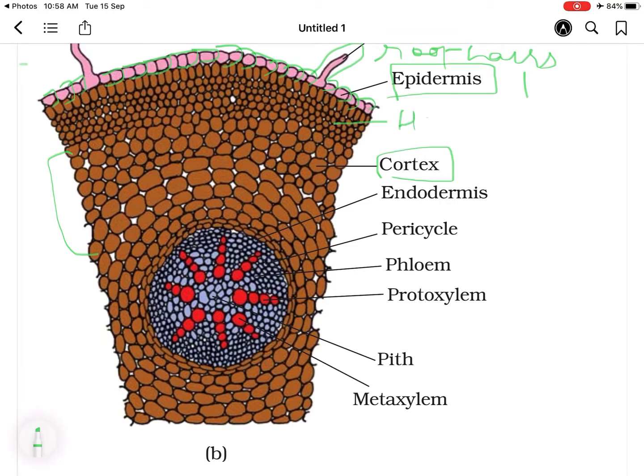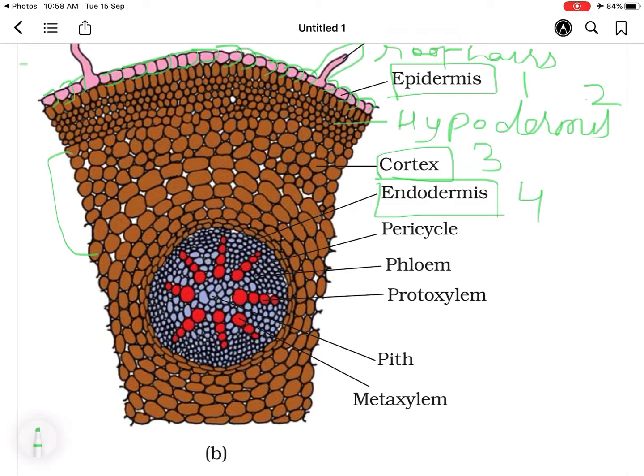This is actually hypodermis. Its understanding also we have completed earlier. So this will be the second layer, hypodermis. Third will be cortex. Cortex is several layered. Here the parenchymatous cells are loosely packed. You can see the intercellular spaces in between. Then followed by endodermis. Endodermis will be fourth.